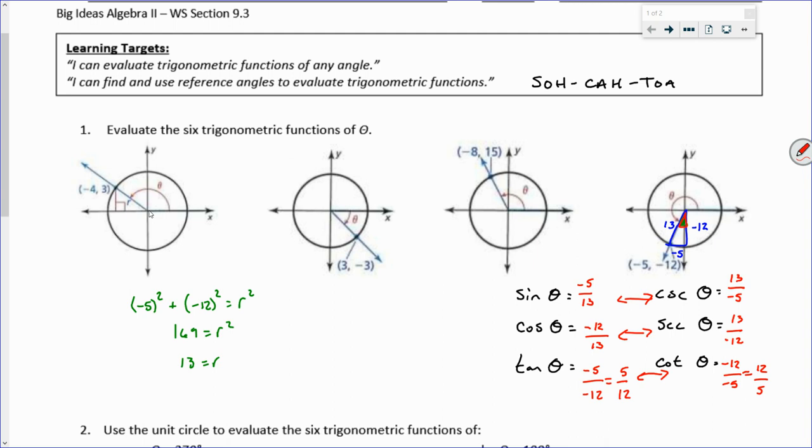All right, so that's target number 1. Can you evaluate 6 trigonometric functions given this setup? Coordinate plane, circle, a point on a circle from the angle. We'll get more into the hows and whys of this. Right now, I just want you to know what to do.